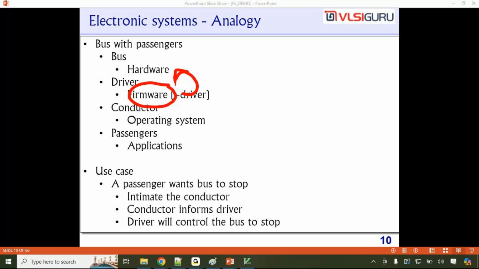Let me again repeat. My hardware will consist of registers. One register is nothing but 32 flip-flops. A 32-bit register means 32 flip-flops. That flip-flop can be a D flip-flop, JK flip-flop, SR flip-flop, anything. By setting some values into those registers, the firmware will decide how hardware is going to behave.